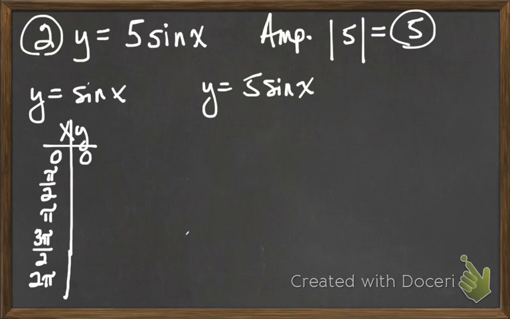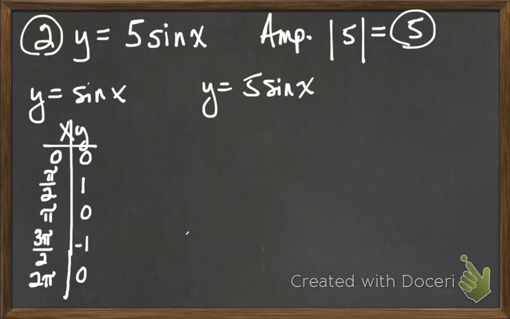So when x is 0 radians, if we plug that back into the equation, that's sine of 0 radians, that's 0. At pi over 2, what's the sine value at pi over 2? 1. What's the sine value at pi? 0. What's the sine value at 3 pi over 2? Negative 1. What's the sine value at 2 pi? 0. Alright. Any questions about where I'm getting those numbers from?